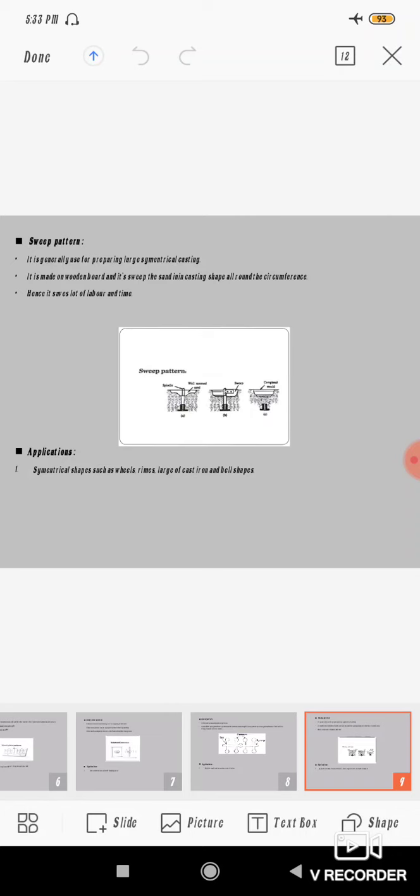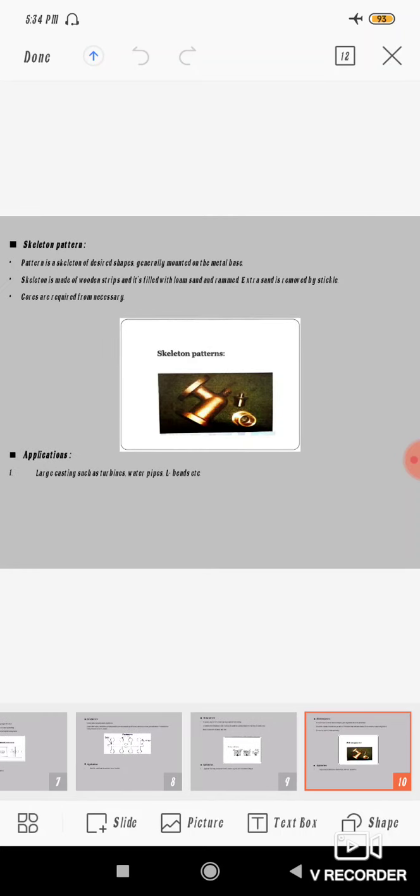Sweep pattern. It is generally used for preparing large symmetrical castings. It is made on a wooden board and it sweeps the sand into casting shape all round the circumference. Hence, it saves a lot of labor and time. This is the sweep pattern. Applications: symmetrical shapes such as wheels, rims, large cast iron pieces, and bell shapes.